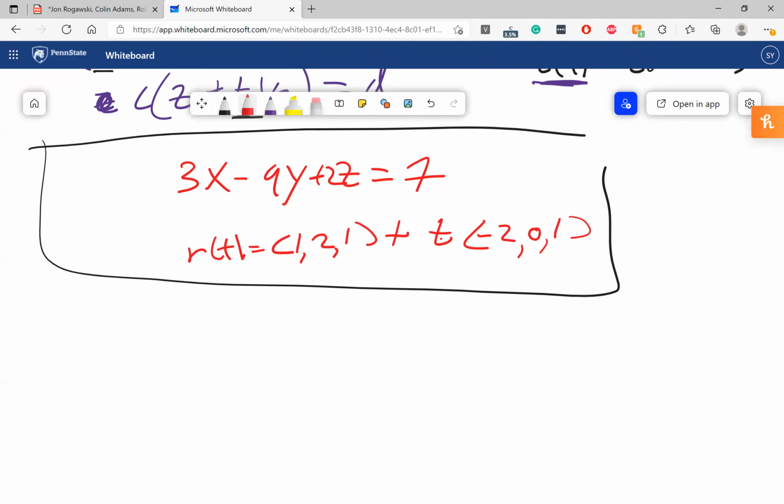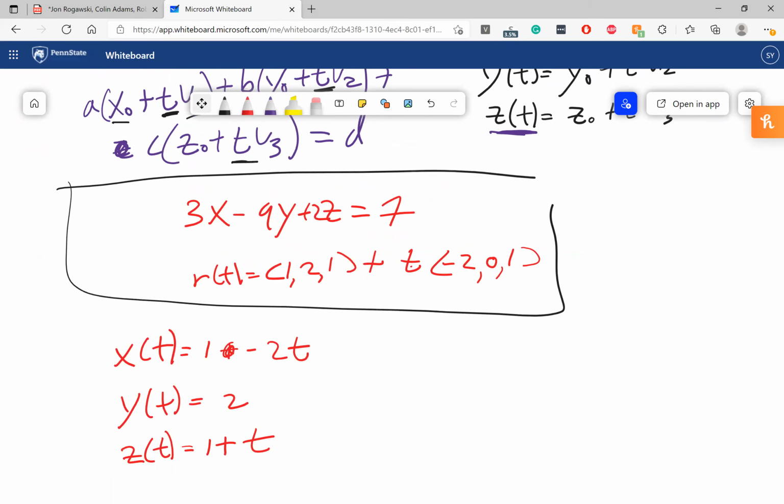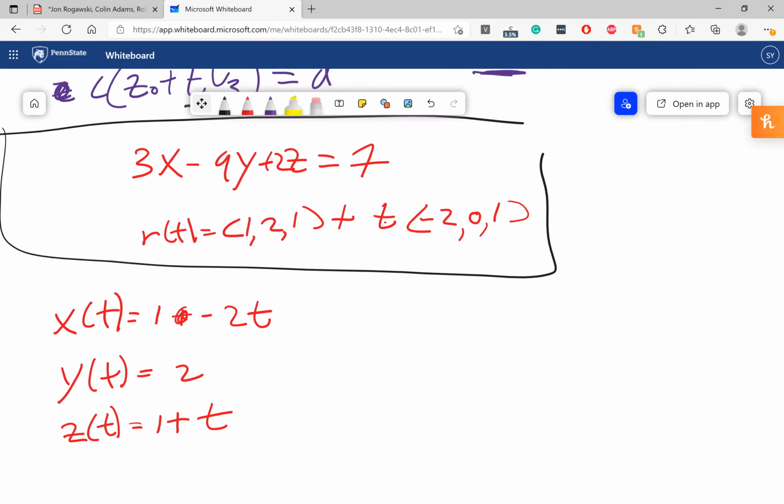So let's first write out for my line, what is x of t? x of t is 1 plus minus 2t. y of t is equal to 2, and just 2. And z of t is equal to 1 plus t. So now the next step, in order to figure out where these intersect, is to plug that into my plane.